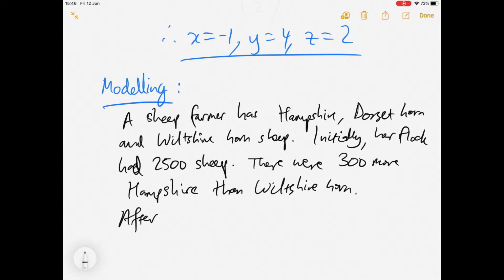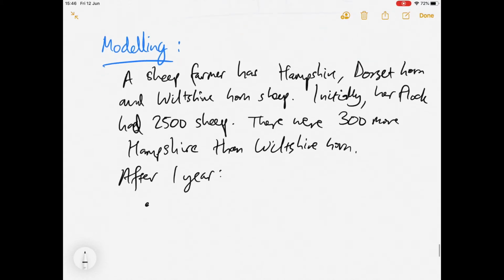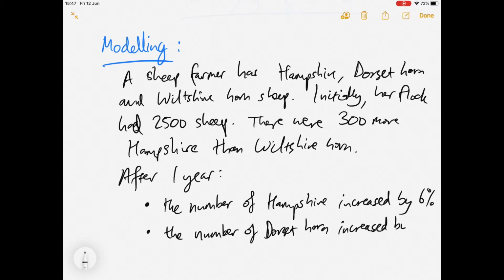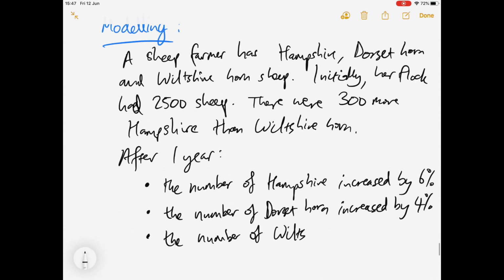After 1 year, the number of Hampshire increased by 6%. The number of Dorset horn increased by 4%. The number of Wiltshire horn increased by 3%.